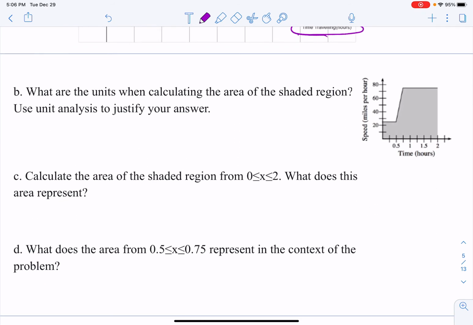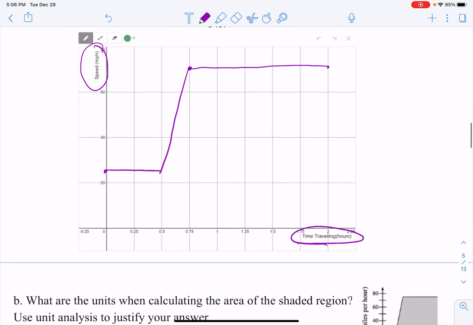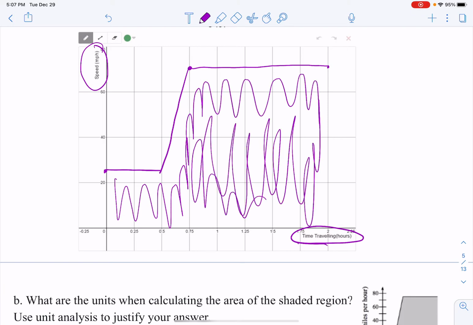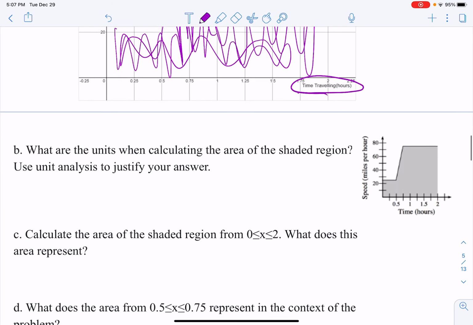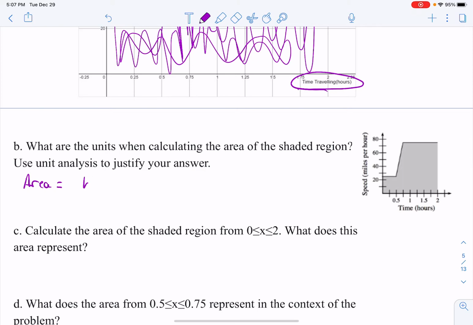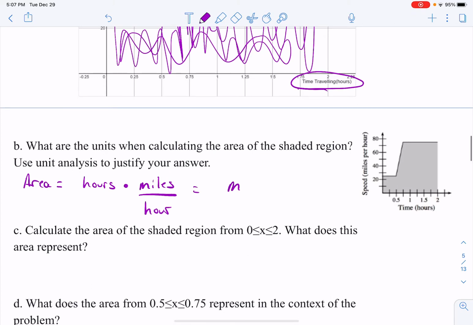So what are the units when calculating the area of the shaded region? If I want to find the area under this curve, so the area of this shape, area is equal to length times width. So I'm multiplying the time in hours times the miles per hour, which gives me an area in miles. So the area under the curve represents the number of miles she traveled.